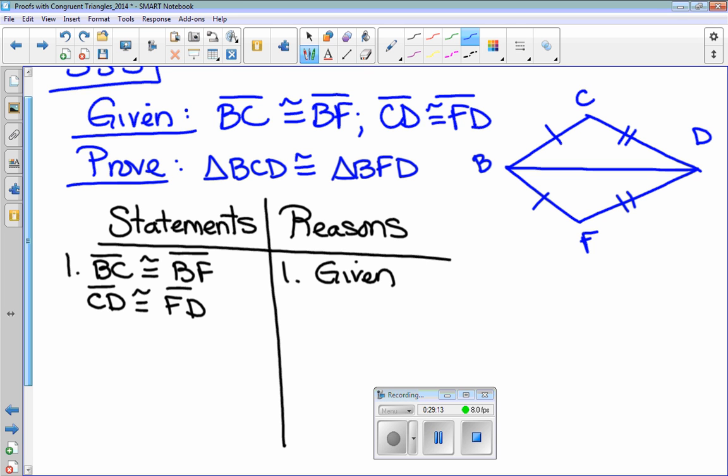We also know that in any proof, the last statement should be what? What you're asked to prove. Now, I don't know what number that is right now, so I'm going to leave the number part blank, but I'm going to put that triangle BCD is congruent to triangle BFD, because I know that's what my last statement should say. Your last statement should always be what you're asked to prove.